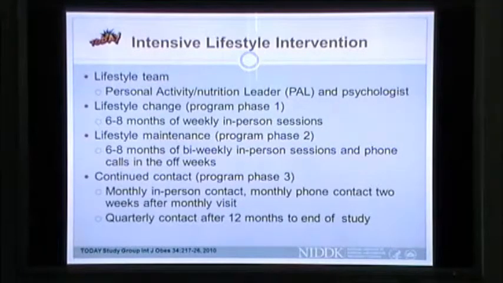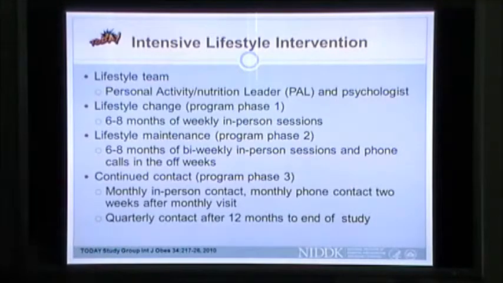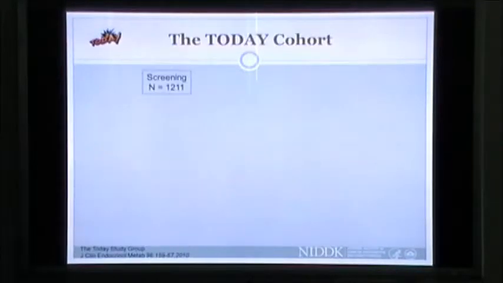And the idea here was to have an early intervention and then wean them off into a program that was more like what you might actually be able to do in your quarterly visits in the diabetes center. Okay, so obviously this is not something you can sustain in the diabetes center.